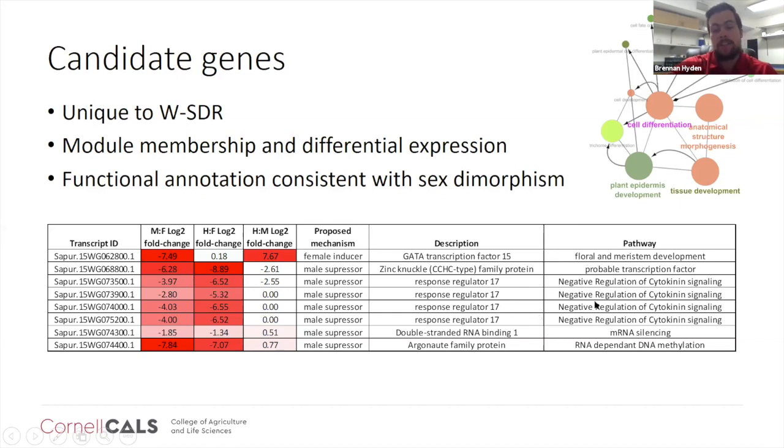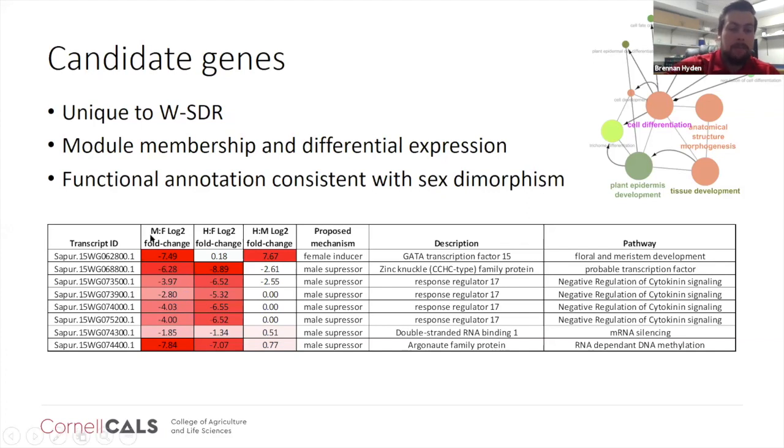ARR17 homologs. In Arabidopsis anyway, they're a negative regulator of cytokinin. And there are 4 copies here in the SDR. These are our strongest candidates because they're also present in the poplar SDR on chromosome 19. Cytokinin signaling has been implicated in the sex determination pathways in both dioecious and monoecious crops, so kiwi and persimmon that are dioecious crops. And cytokinin signaling is also involved in female flower development in the cucurbits.